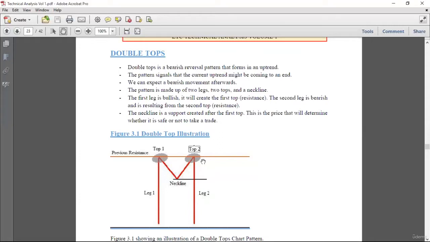The second leg is bearish, which is this one. It is resulting from the second top. So this move is originating from that second top. Okay. The neckline is a support created after the first top. So this is our neckline. It is a support or a valley that is created after our first top. In fact, this is a price that will determine whether it is safe for us to trade this pattern or not.